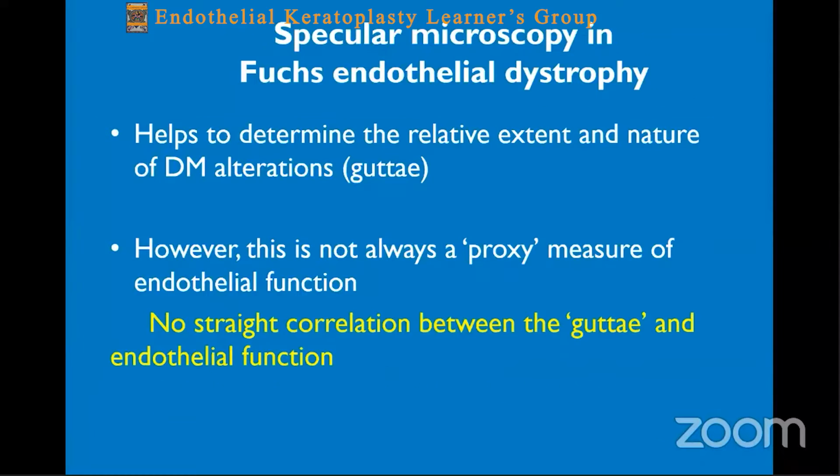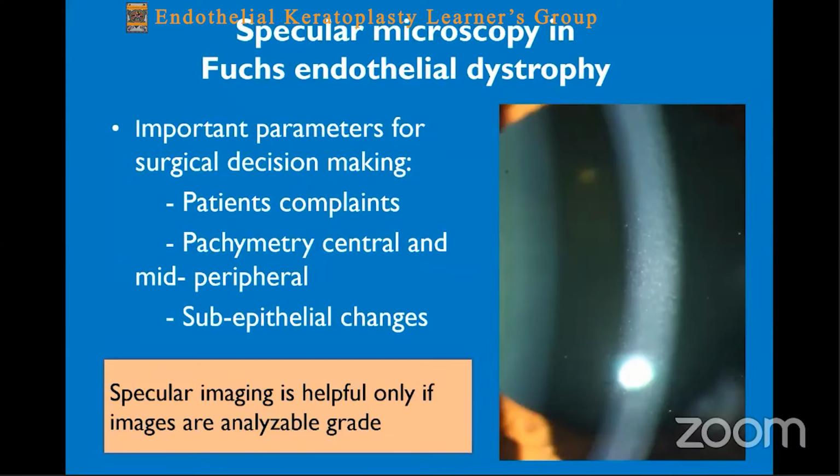So when we look at specular microscopy in Fuchs endothelial dystrophy, although it helps in determining the relative extent and nature of the Descemet membrane alterations or guttae, it is not always a proxy measure of the endothelial function, because there's no direct correlation between the guttae we see and the endothelial function. To explain this, I'll go through some examples.